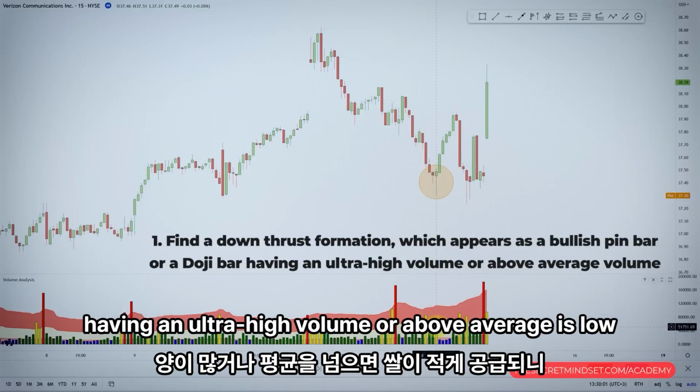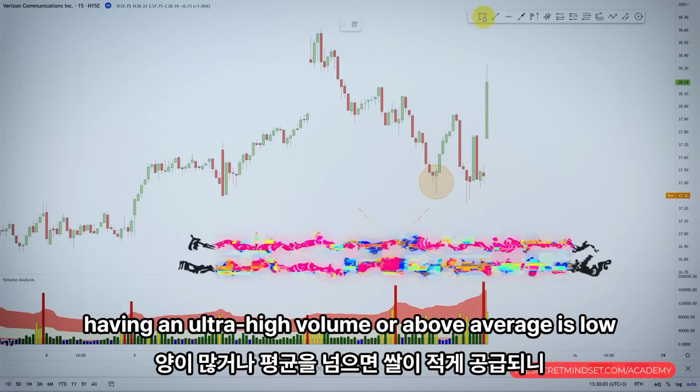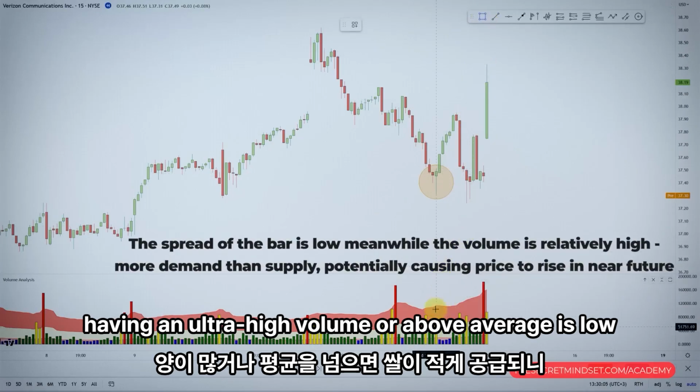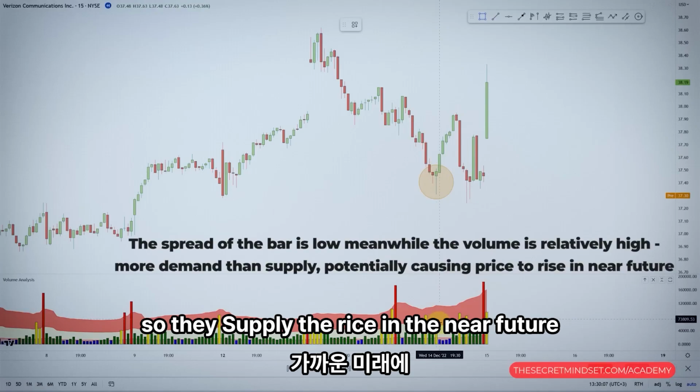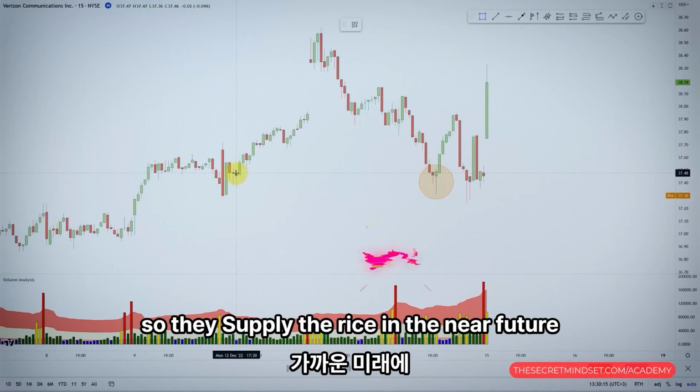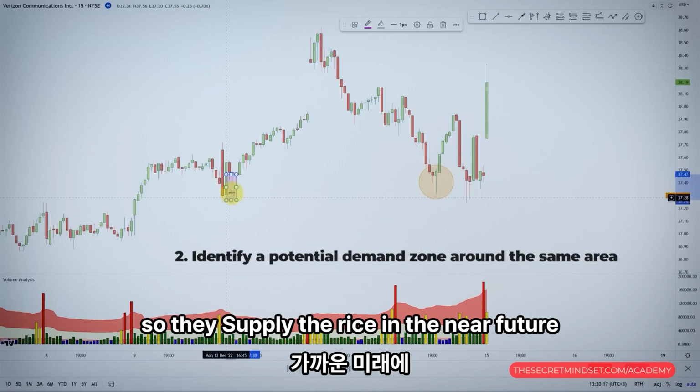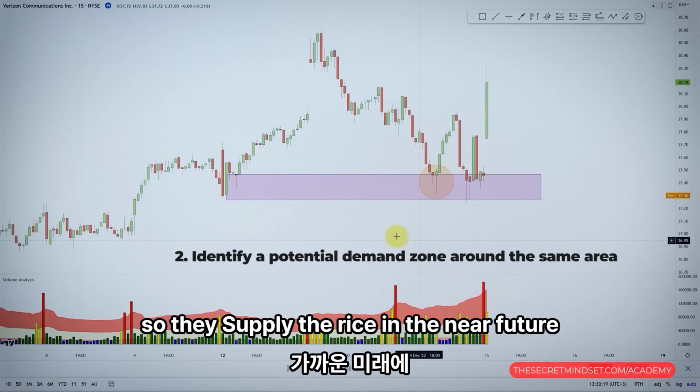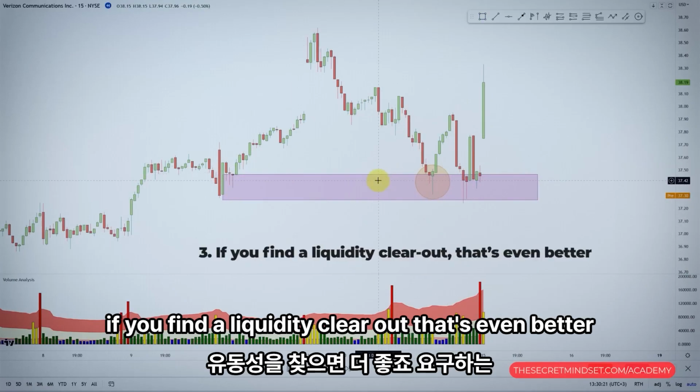Ultra-high volume or above average volume. The spread of the down thrust bar is low, meanwhile the volume is relatively high, so there is more demand than supply, potentially causing price to rise in the near future. Then, you identify a potential demand zone around the same area. If you find the liquidity clearout, that's even better.